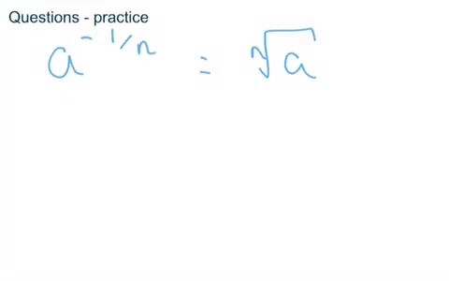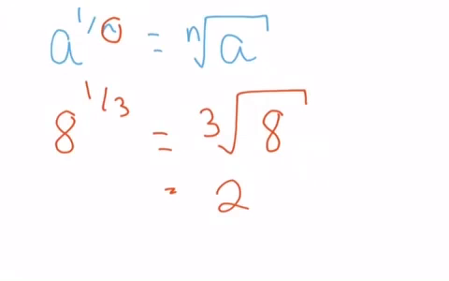Now, remember, we're not just raising this to the power of 1 over n, but to the power of minus 1 over n. And what did we say earlier? We said when we raise the base to a negative power, we take the reciprocal. So the answer here is going to become 1 over the nth root of a. Essentially we've combined two rules together here. So that's rule 6. It's just a combination of two earlier rules that we've already gone through.